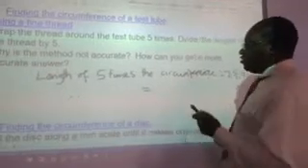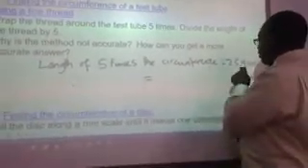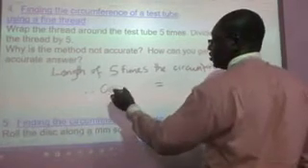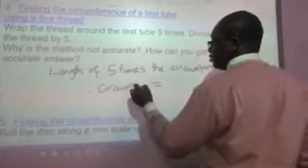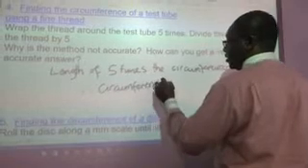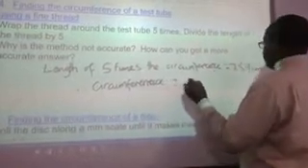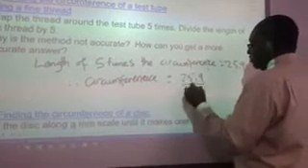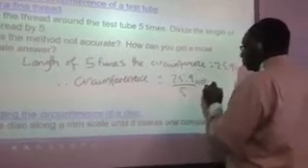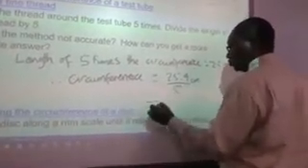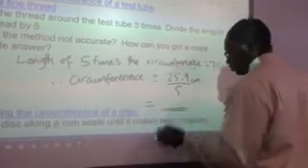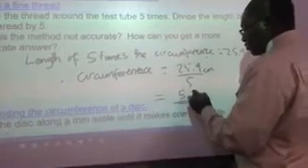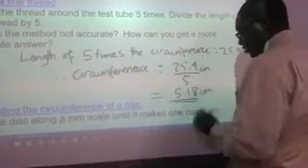Therefore, the length of 5 times the circumference is 25.9 centimeters, and the circumference becomes that divided by 5. So 25.9 divided by 5 centimeters, which is 5.18 centimeters.